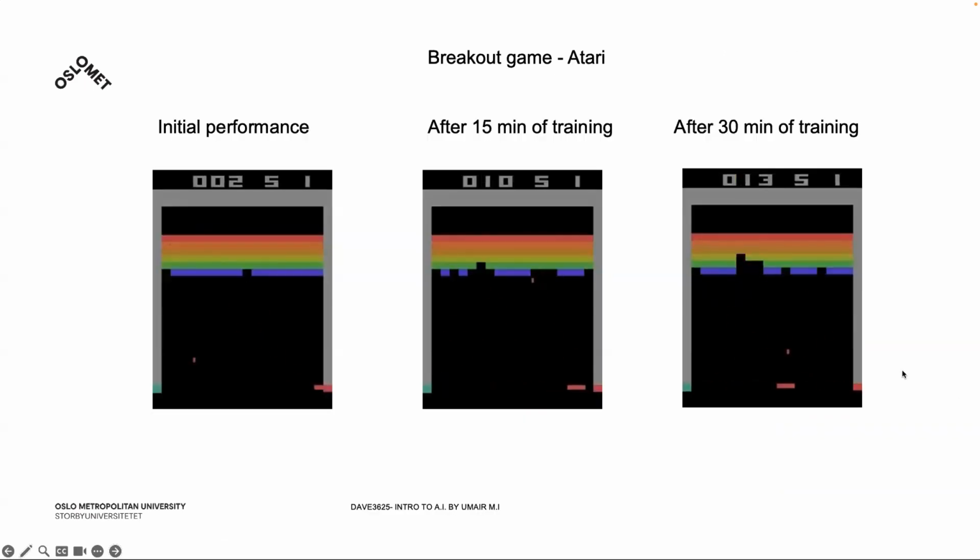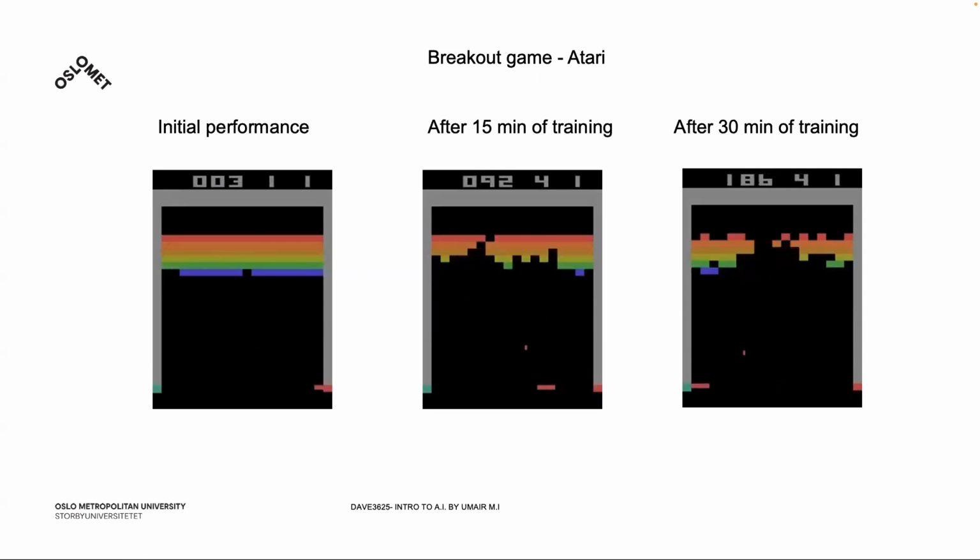That's all right. So yeah, this is an example of an Atari game. The initial performance you see is pretty slow, and the agent learns how to optimize its reward, and it keeps on going. Take a look at how quickly it learns from its environment. After 30 minutes of training, it's super fast and it can do everything optimally.